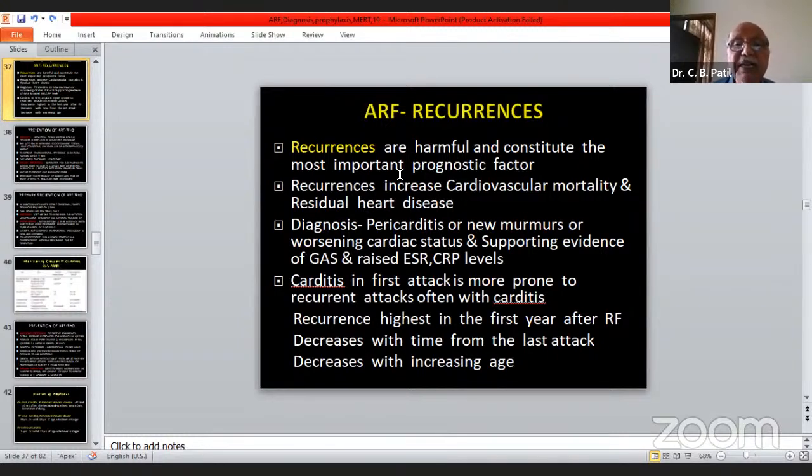Diagnosis: pericarditis or a new murmur or worsening cardiac status and supporting evidence of a group A streptococcal infection, like raised ESR, C-reactive protein, all indicate that there is a definite recurrence. Carditis in the first attack is more prone to recurrent attacks, often with carditis. Recurrences are highest in the first year after rheumatic fever. That's why you should be very careful and you must follow up with secondary prophylaxis. And it decreases with time from the last attack and decreases with increasing age also.